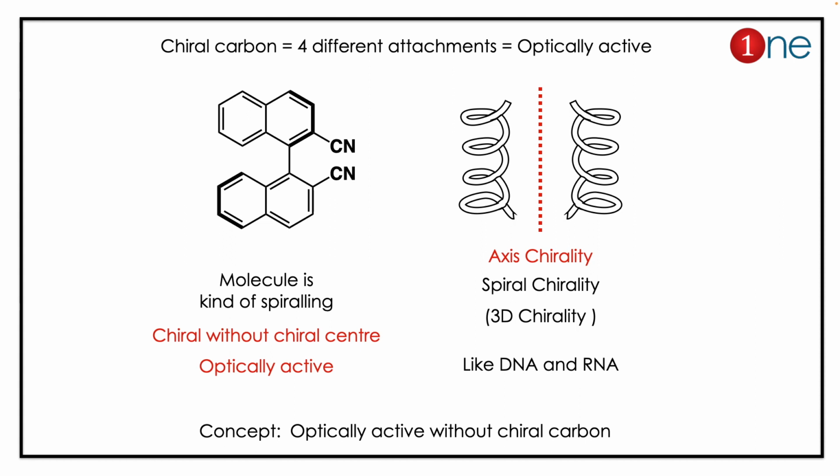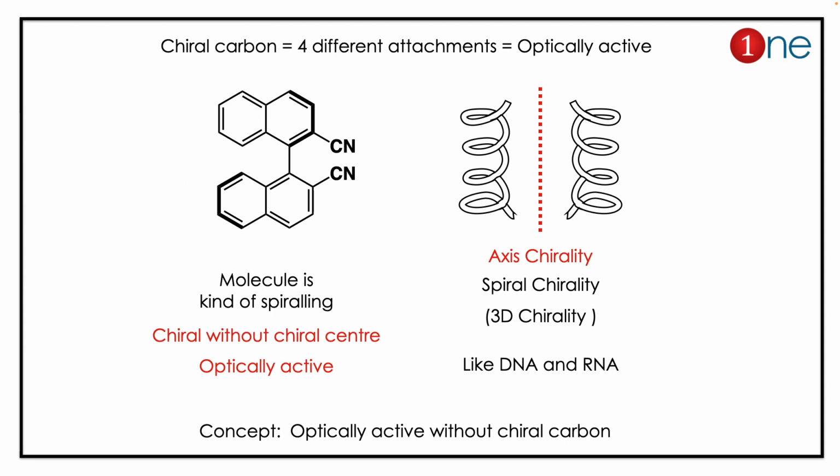In normal stereochemistry, you might know the chiral carbon is optically active. It is with 4 different attachments. But the molecule here is a different one, which is binaphthyl. It forms a screw kind of architecture. It's a spiral, so it's chiral without a chiral center, and it is optically active.